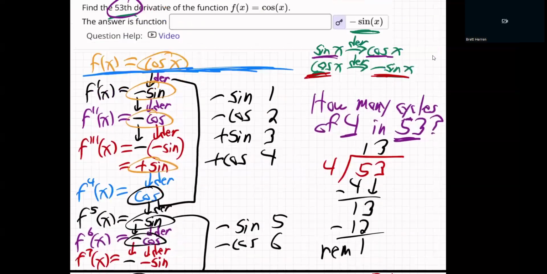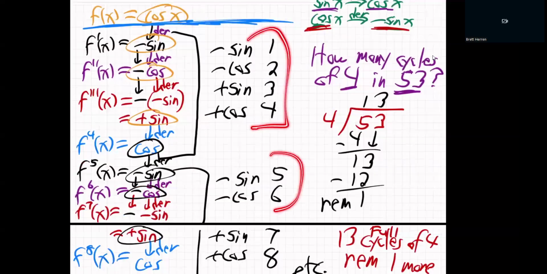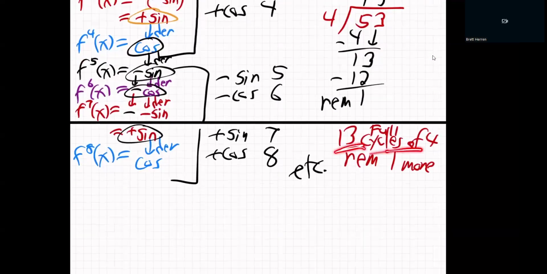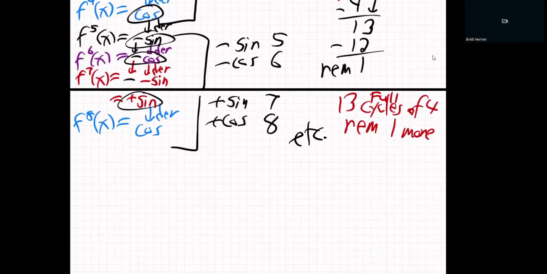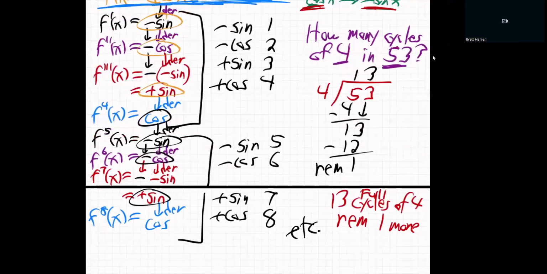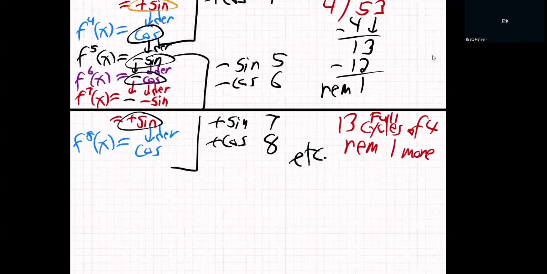So on our way out to the 53rd derivative, we'll do 1, 2, 3, 4, 1, 2, 3, 4, 1, 2, 3, 4, 1, 2, 3, 4, 13 full cycles. And then in the last cycle, we'll go one more into the last cycle. That making sense? So what is the cycle? Here's the cycle: minus sine, minus cosine, plus sine, plus cosine. And then minus sine, you just keep repeating that. 13 full cycles, and then we'll go one more into the last cycle.